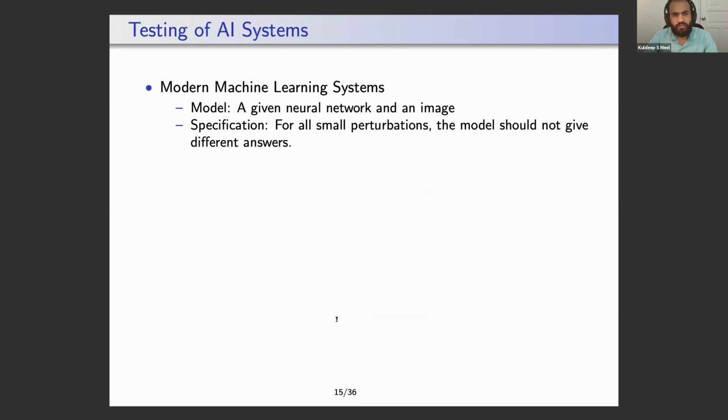So let's get started. As most of you know, there has been a lot of progress in the design of these machine learning systems. And with progress comes the opportunity of adversarial agents trying to do malicious things. So it is important that we can verify that such malicious behavior will not happen. The methodology for verification is that we are given a model, a neural network, and an image. And one of the problems that we are interested in is to ensure that for every small perturbation, the model should not give different answers.